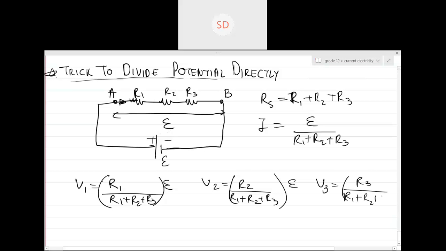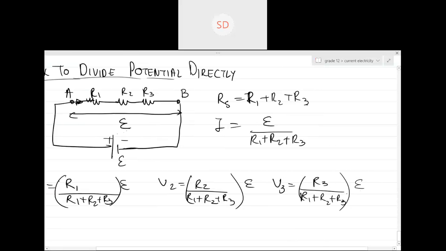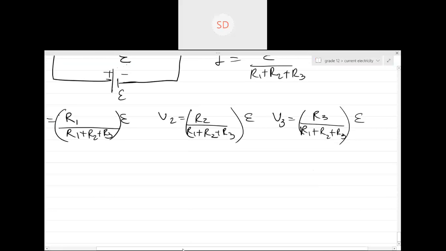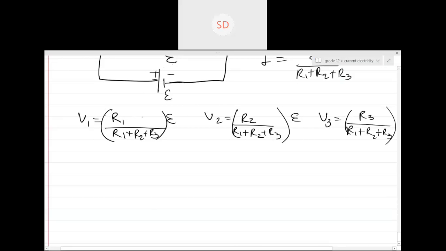So can you see, guys? Whichever resistor you want to calculate the potential difference across, basically, what will you do? You will just take that resistance in the numerator. You will sum all the resistances in the denominator, and basically, you'll just multiply by the total potential.